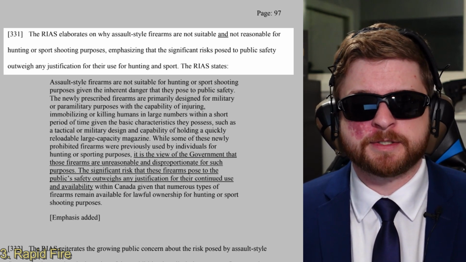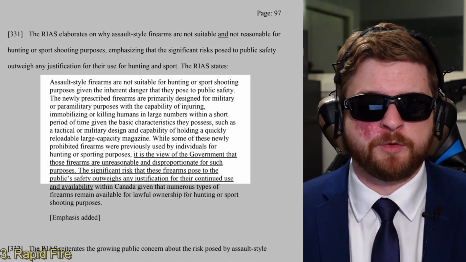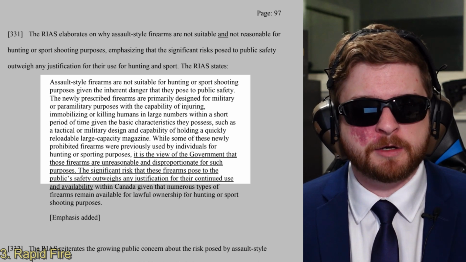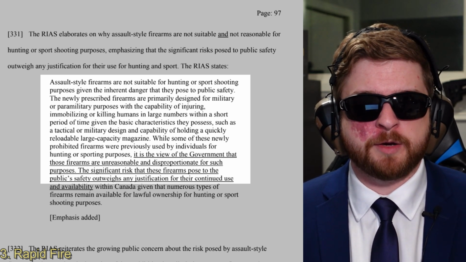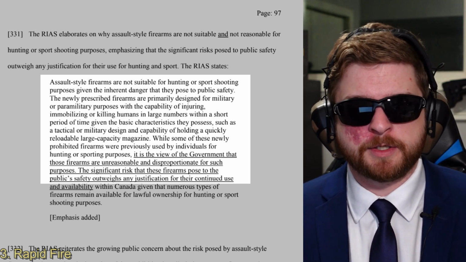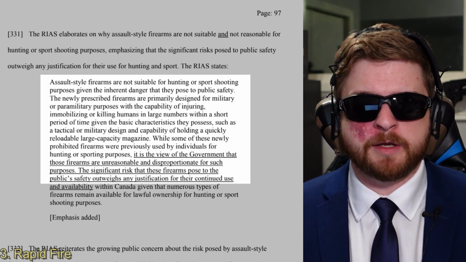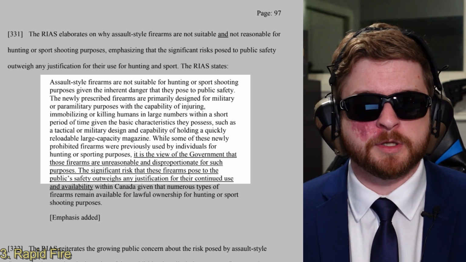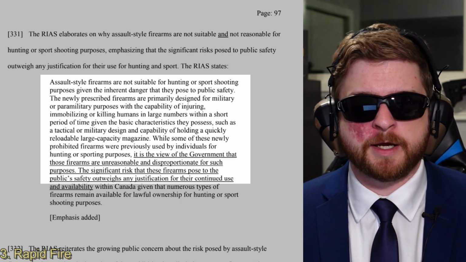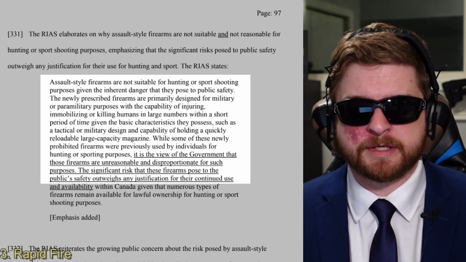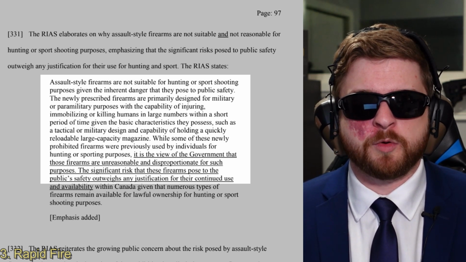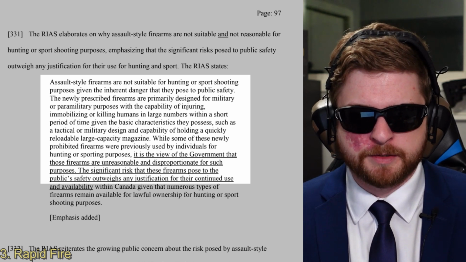So the RIAS states, assault-style firearms are not suitable for hunting or sporting purposes given the inherent danger that they pose to public safety. The newly prescribed firearms are primarily designed for military or paramilitary purposes with the capability of injuring, immobilizing, or killing humans in large numbers within a short period of time based on the basic characteristics they possess, such as a tactical or military design and capability of holding a quickly removable large-capacity magazine.